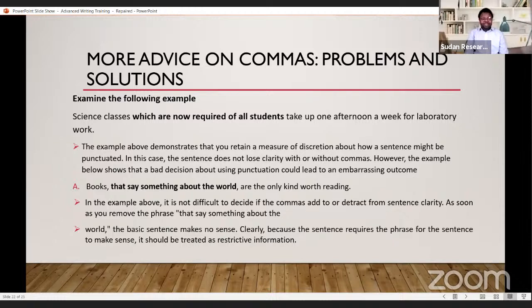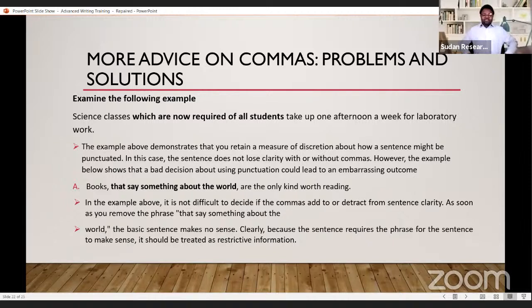This one is an example. Science classes, which are now required of all students, take up one afternoon a week for laboratory work. The example above demonstrates that you retain a measure of discretion about how a sentence might be punctuated. In this case, the sentence does not lose clarity with or without the commas.